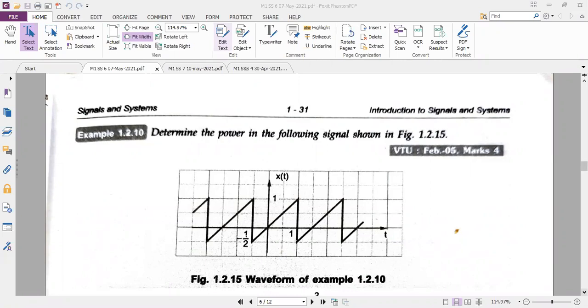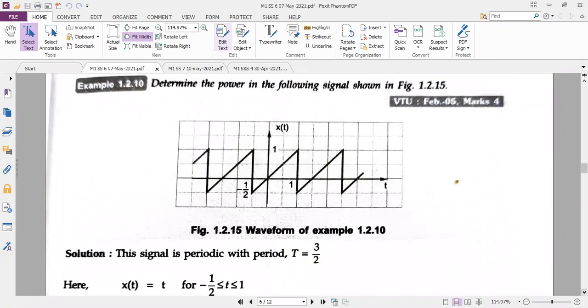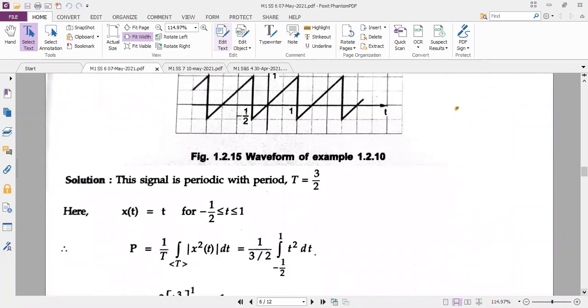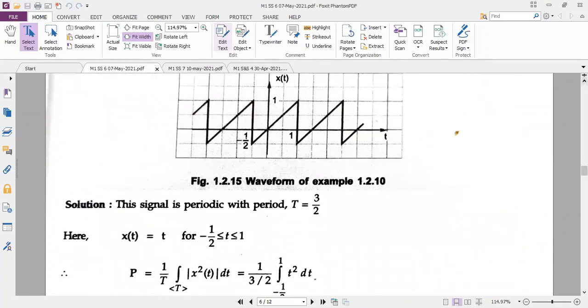Is the question copied? Can I get a reply?